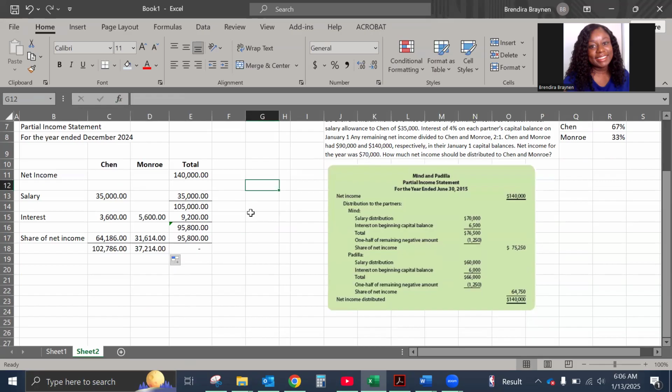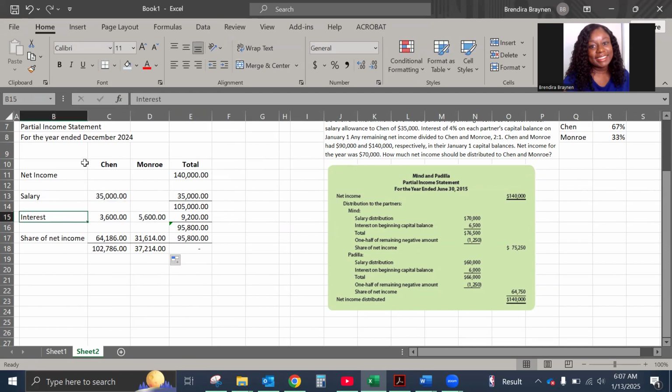If I was to do this in journal entry form, I would record multiple journal entries here, because I can't just put everything to capital just like that. I would have to debit salary expense because this is salary. Salary is an expense. So debit salary expense, and then I would credit Chen capital.